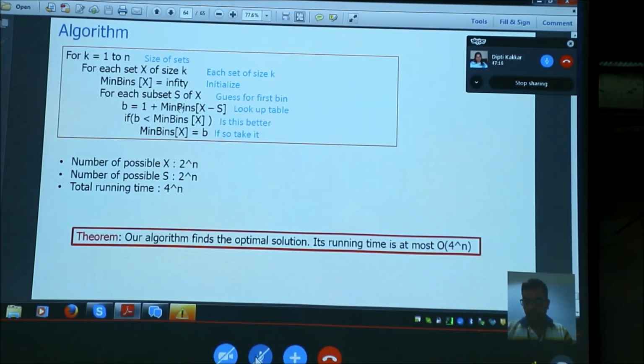Now I have memoized it. This is a set of size smaller than x. I have stored it somewhere in this array, so I can read it off, and if this s gives you better than what I currently have, I accept it. So I'm just taking the minimum over all possible sets here.